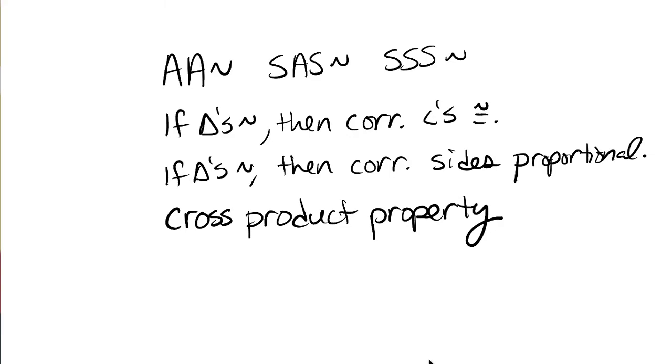Now, all of our old rules still apply, such as if you have parallel lines, then alternate interior angles are congruent, or if you have parallel lines, then corresponding angles are congruent, vertical angles are congruent. All of those things are still going to be used in the proofs. These are just our new reasons that we're going to be using.